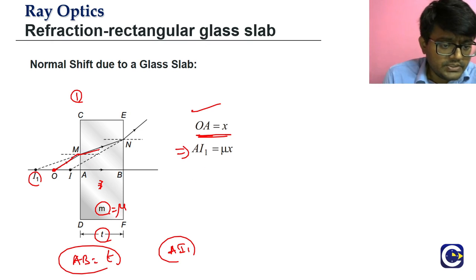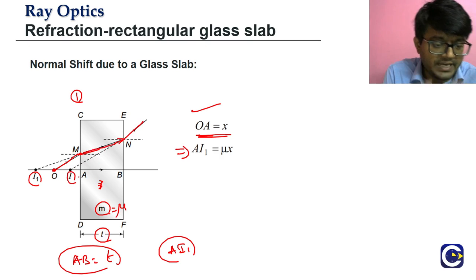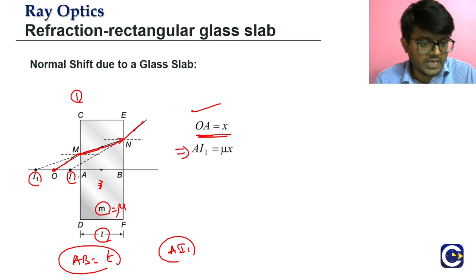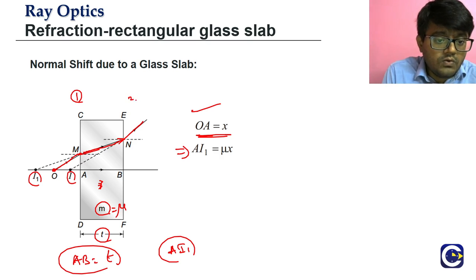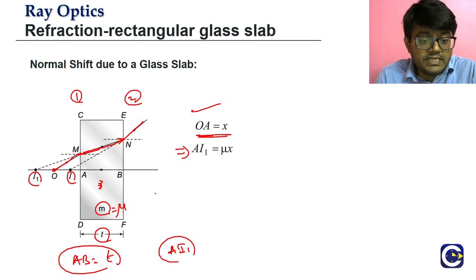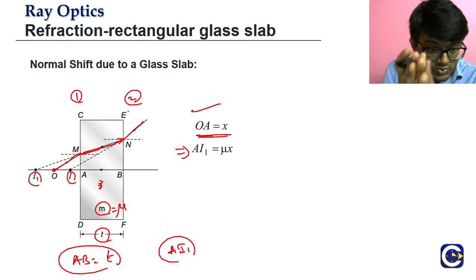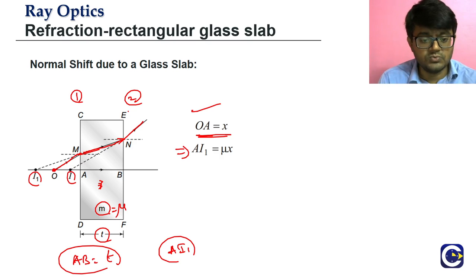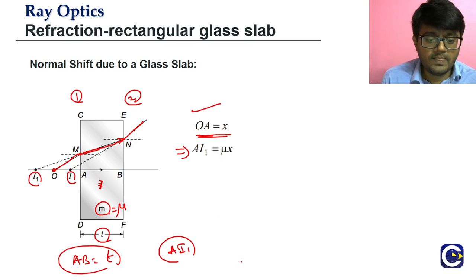Now this ray is going and incident at point N. This is getting refracted, so it appears to come from point I. This I is basically our final image position. Now over here, we will have to measure the distances from surface 2.